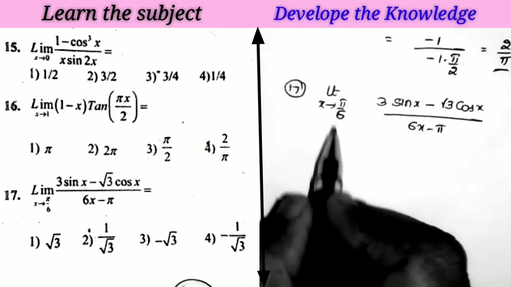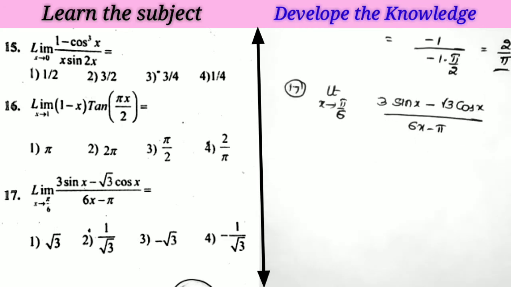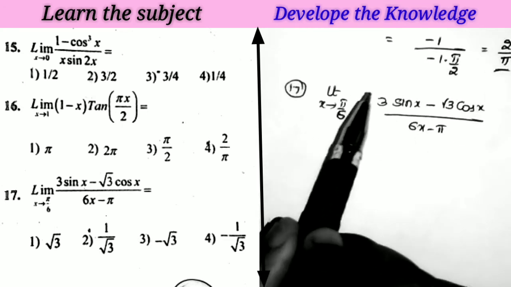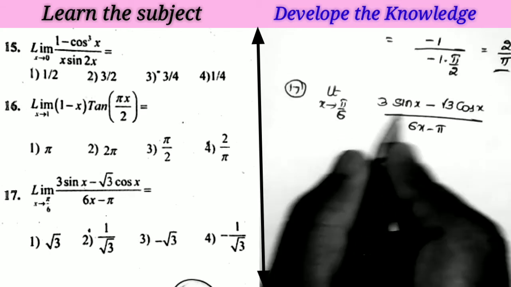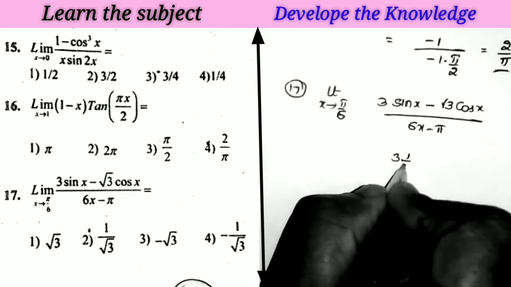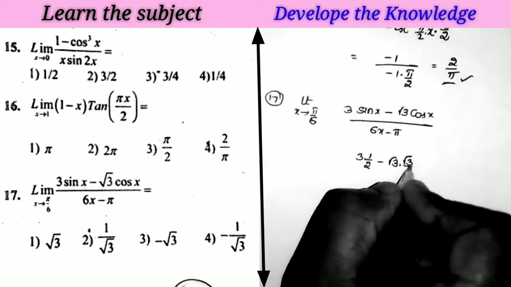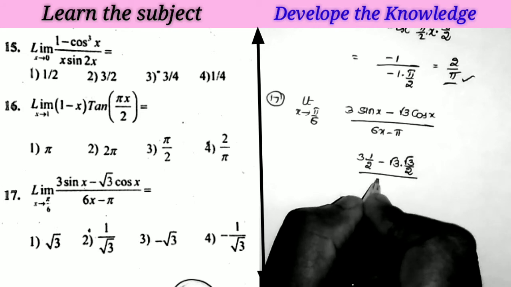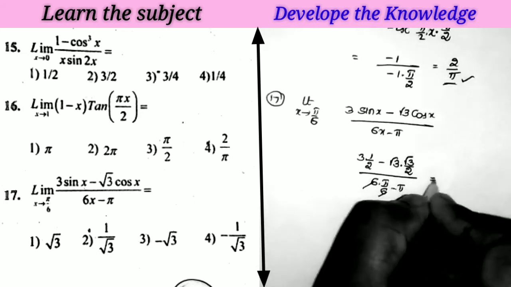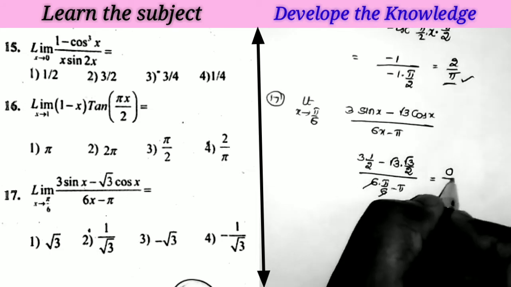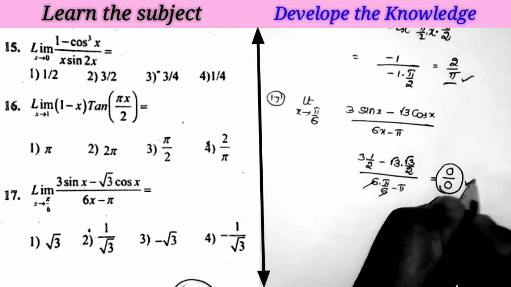Next question. Limit x tends to pi by 6, (3 sin x minus root 3 cos x) by (6x minus pi). Directly replacing x is equal to pi by 6 first in the given question, what do we get? 3 into sin pi by 6, sin 30 value is 1 by 2, minus root 3 into cos pi by 6, cos pi by 6 value is root 3 by 2, by 6 into pi by 6 minus pi. Now we get 3 by 2 minus 3 by 2, that is 0, and pi minus pi, that is 0. Here we get the form 0 by 0.